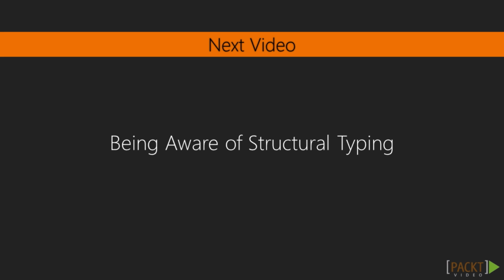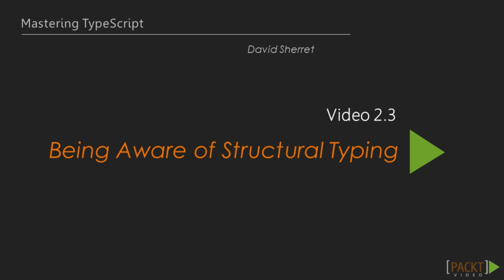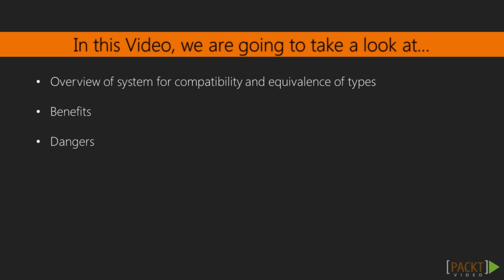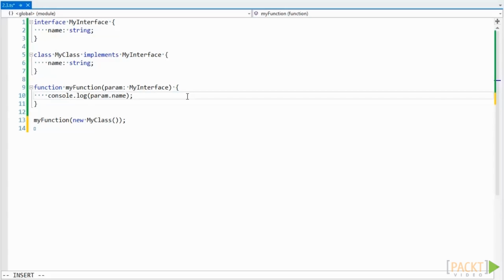In the previous video, we looked at avoiding the any type. In this video, we're going to take a look at the specific type system TypeScript uses for determining the compatibility and equivalence of types. First, we'll do a bit of an overview of the type system, then examine its benefits and dangers. So how does type compatibility and equivalence work in TypeScript?